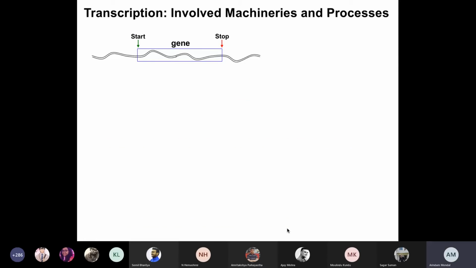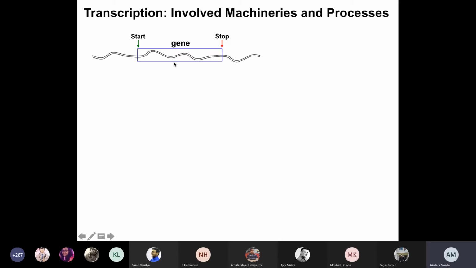So how does transcription take place? How does transcription occur inside the cell? Say for example, this is a portion of your DNA, a particular locus of your chromosome. This particular region contains the information which is going to get transcribed to produce RNA. So this is the gene. We call this particular region a gene.